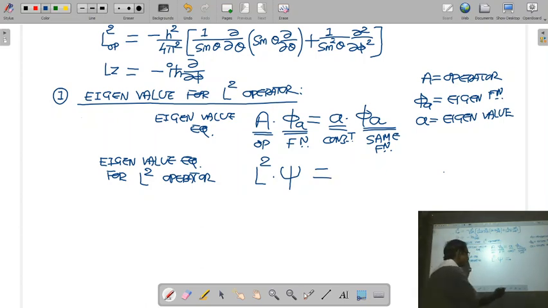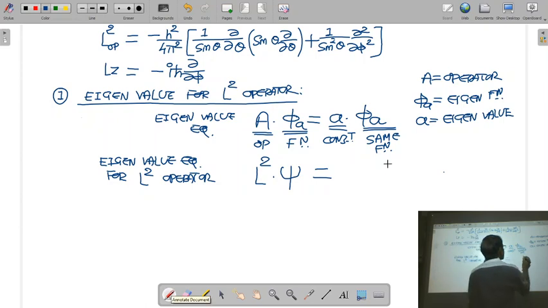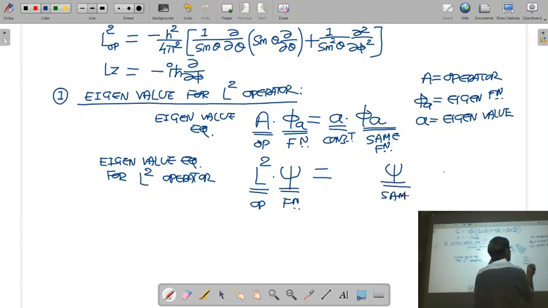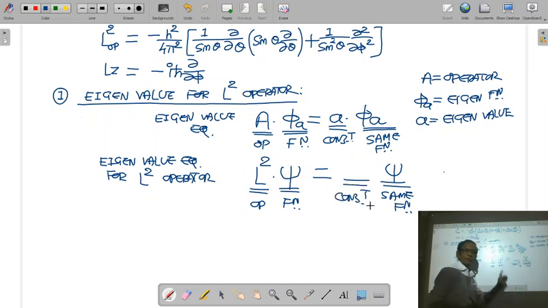So instead of operator A, let us take the L square operator and we operate operator L square on the function psi. What is the result? We should get the same function psi reproduced multiplied by some constant value. This constant value is called the eigenvalue of L square operator, that we have to find out.